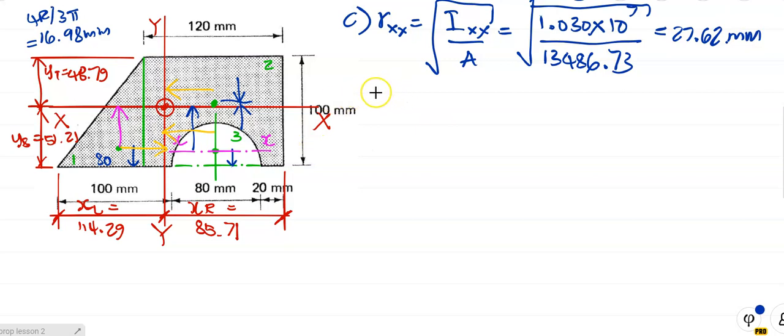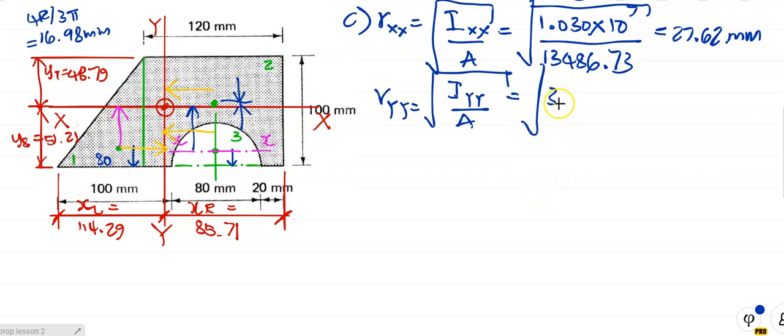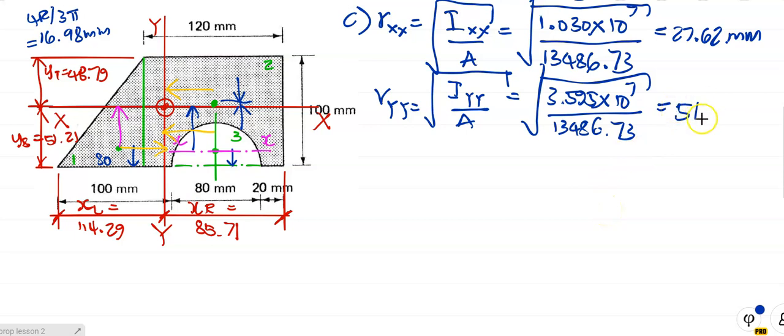Okay, right, RYY, big Y, is equal to the square root of IYY over the total area, where IYY is 3.595 times 10 to the power 7 over the total area, which is 13,486.73, and for that I get 51.63 millimeters, because it's a straight distance. Okay, right, part D.